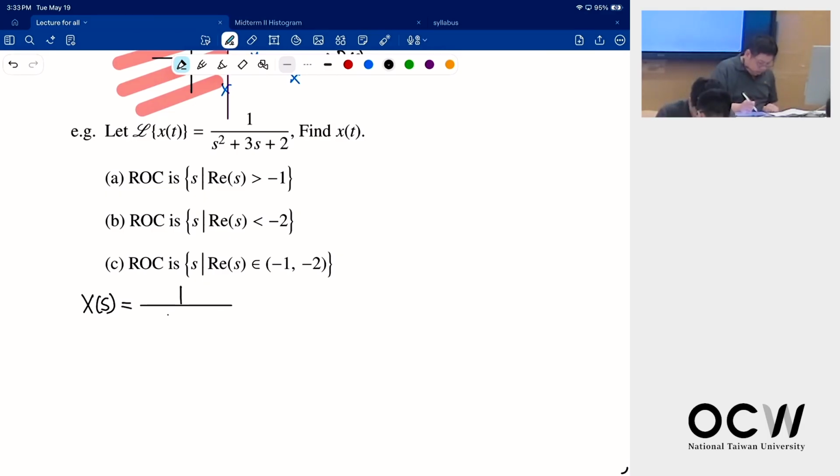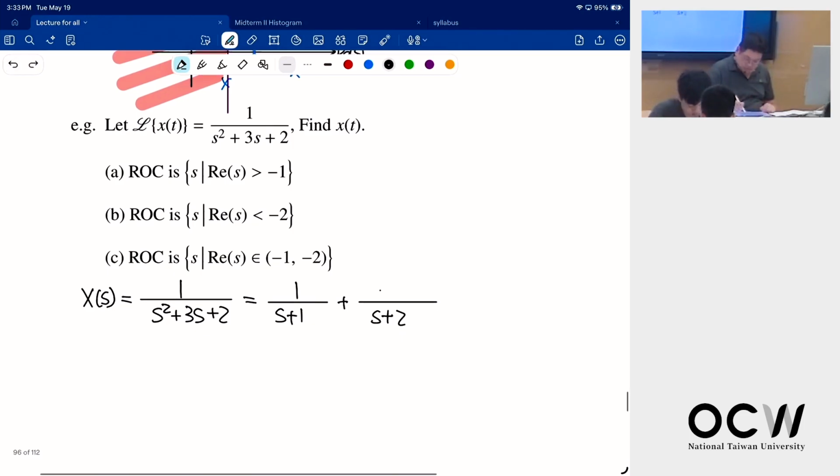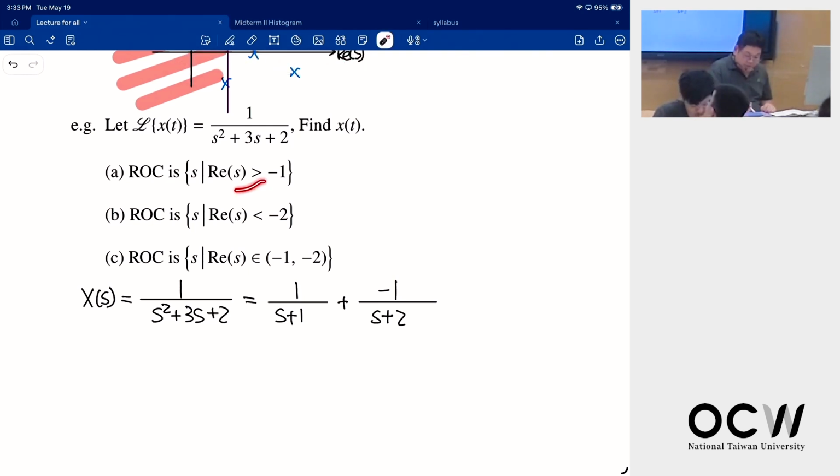One over s squared plus 3s plus 2. What's the fraction? This will be s plus 1 and s plus 2, right? We get 1 and minus 1. Okay, so now we need to consider the region of convergence, s greater than minus 1.